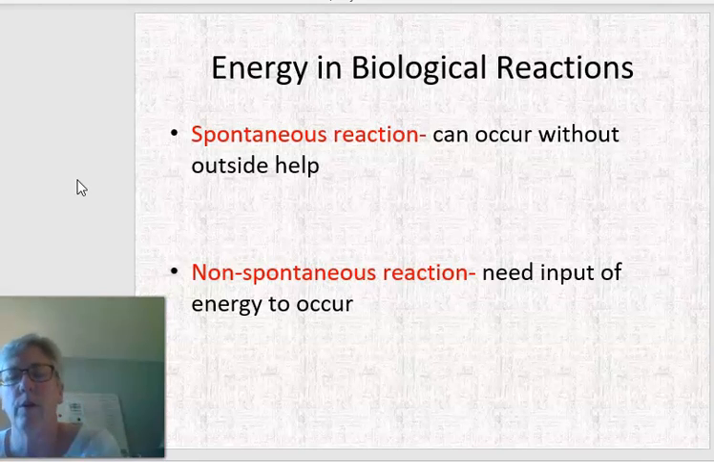Okay, let's talk about energy in a biological system. Okay, there's two key ideas here. A spontaneous reaction is a reaction that just happens. It can occur without any outside help or without any input of energy. And a non-spontaneous reaction needs some energy put into it to make it happen, okay? And both types of reactions are super, super important in biology and in living systems.